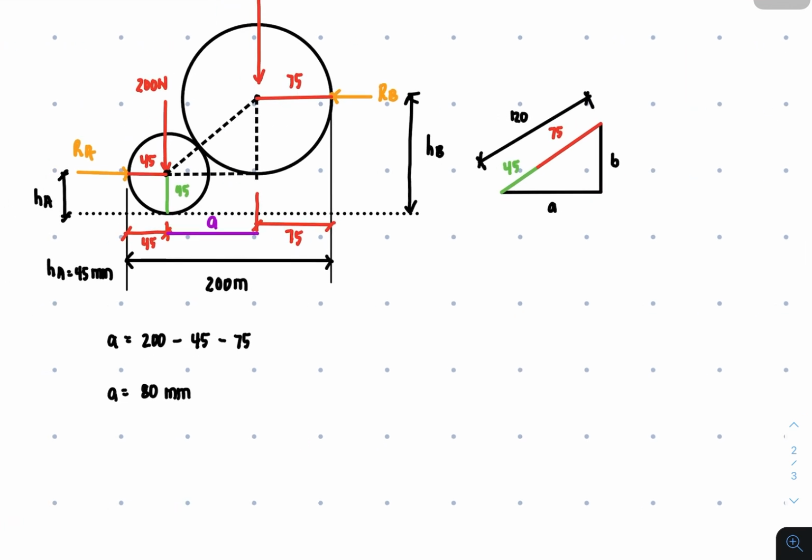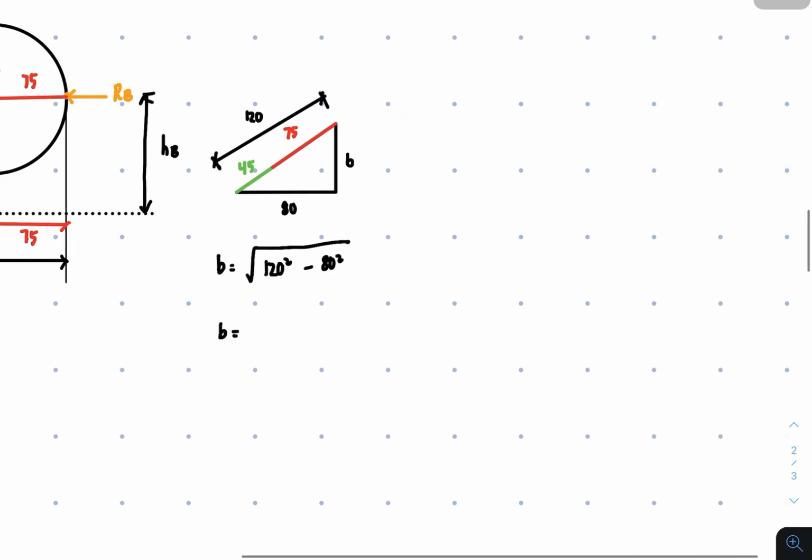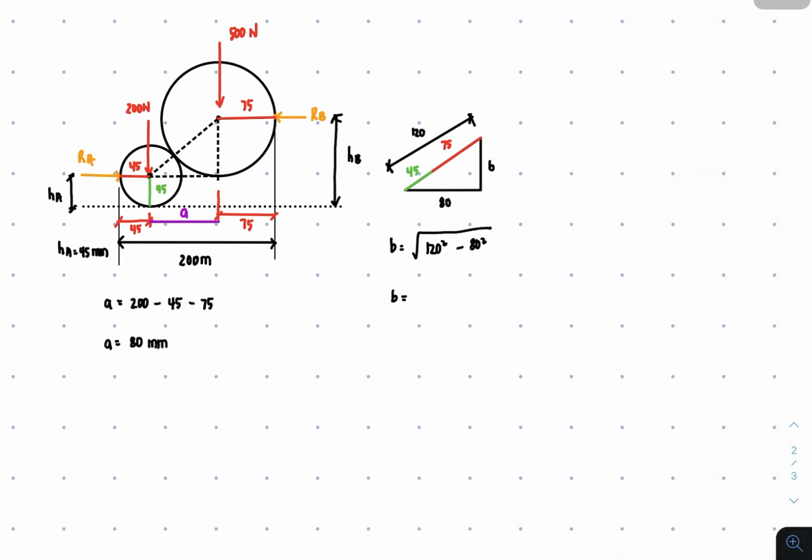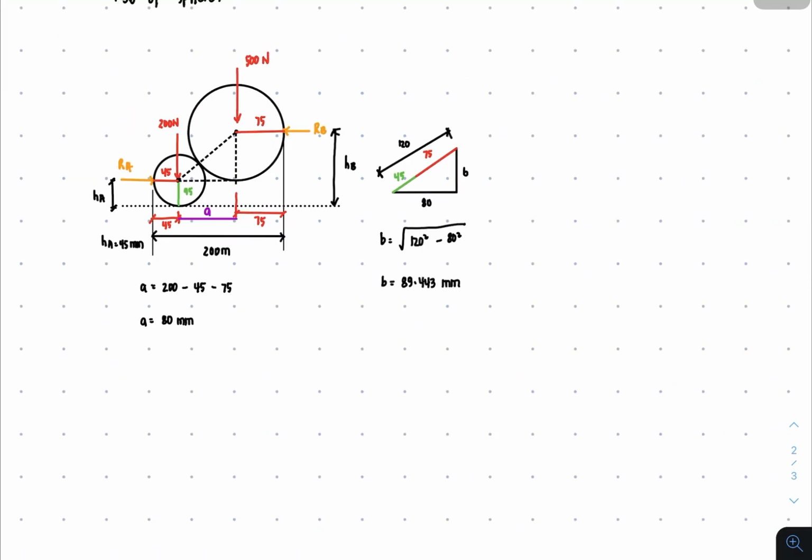But since we have distance A to be 80, then we could get B from the Pythagorean theorem, that it's equal to the square root of 120 squared minus 80 squared. So now B is already solved. So this is 120 squared minus 80 squared. So that's 89.443 millimeters. Okay, so now we have that distance already.